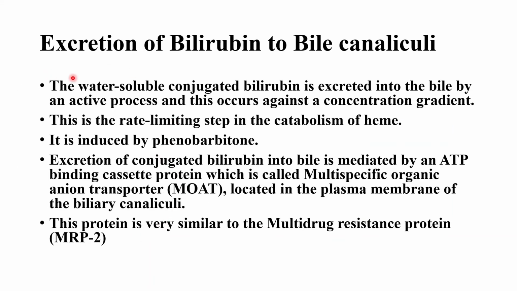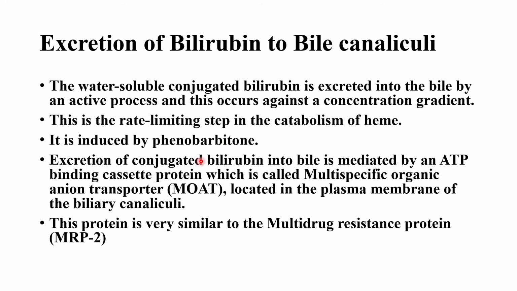Now the next, the third step, is the excretion of bilirubin to the bile canaliculi. The water soluble conjugated bilirubin is excreted into the bile by an active process, and this occurs against a concentration gradient. So this is the rate limiting step in the catabolism of heme. We can say this is the only rate limiting step in the catabolism of heme. This step is induced by phenobarbital.